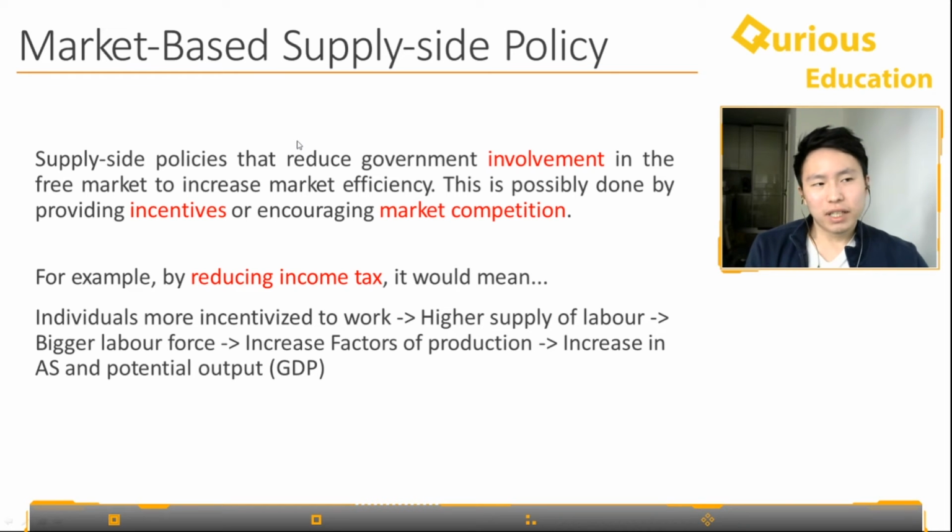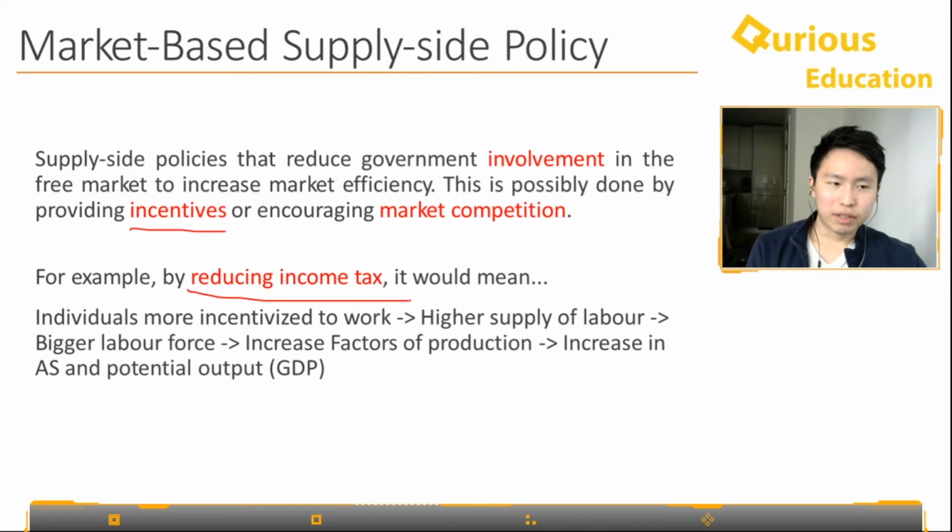So market-based supply side policy is pretty much the government trying to make the market more efficient. And they can do this by reducing their involvement in the market or trying to provide incentives for the market in some way. So there are quite a few examples moving onwards.